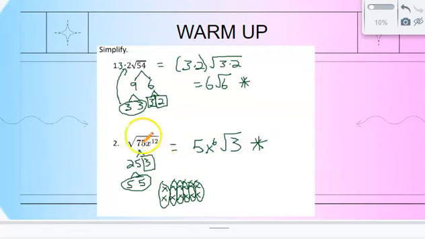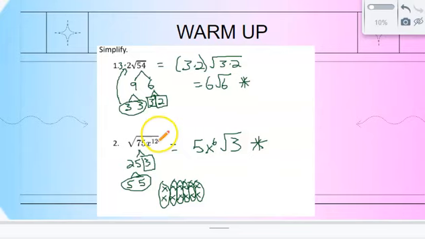For the other one, 75 is 25 times 3. 25 gave me a pair of 5s, 5 times 5. That 3 didn't pair up. Notice it stayed under the radical. Any pairs come out. One 5 comes out of the radical.